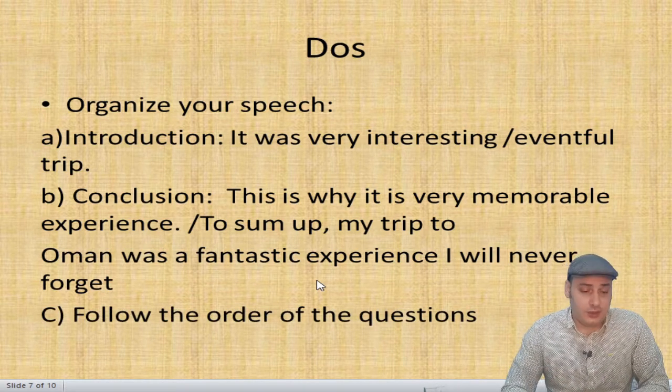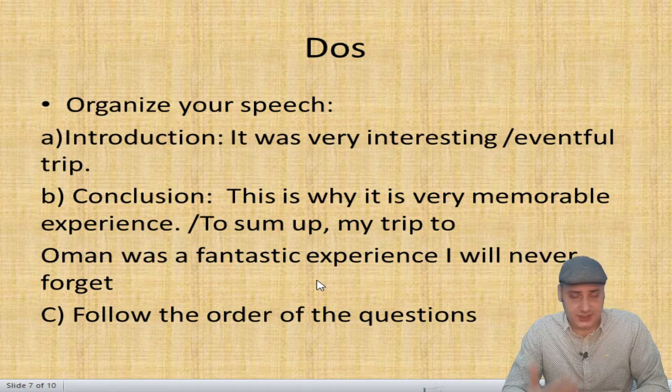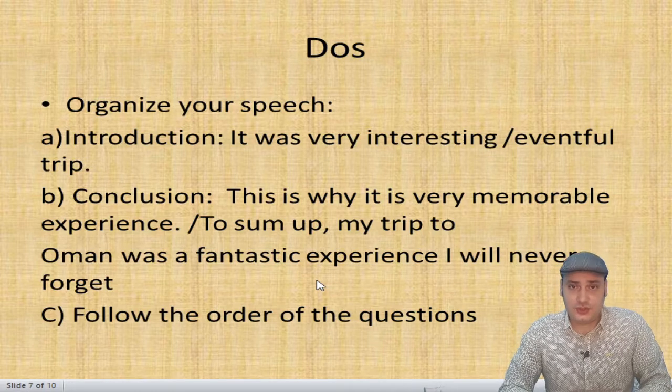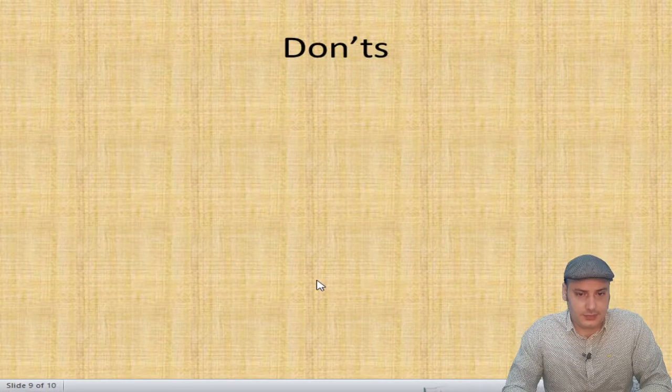And the last one, this is of course in the organization: follow the order of the questions. Don't go to number two first. For example, some students might start with the easy questions and then move to the difficult questions. No, try to follow the order of the questions.